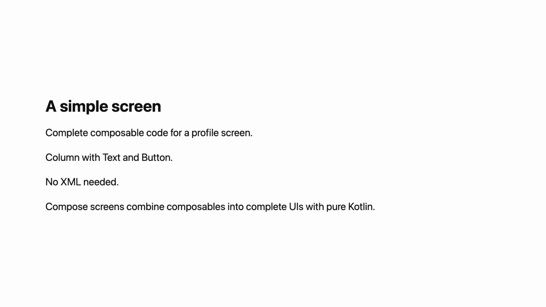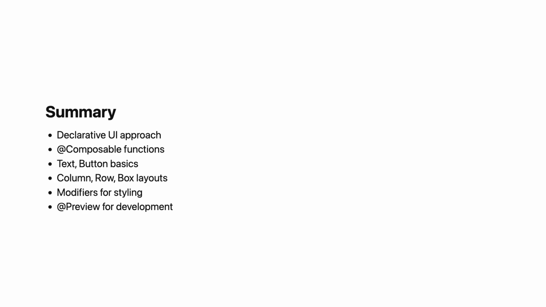Compose is concise, type safe, and reactive. State changes automatically update the UI. Let us summarize. Compose uses declarative UI. Describe what you want, not how to update. Composable functions build UI. Mark with @Composable. Basic composables: Text, Button. Layout composables: Column, Row, Box. Modifiers style and position elements. Chain them together. Preview annotations show composables in Android Studio. Compose is the modern way to build Android UI.